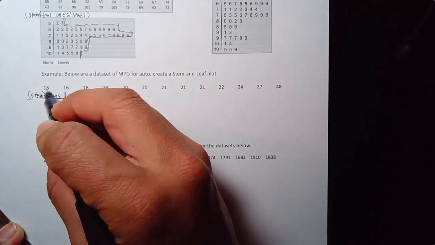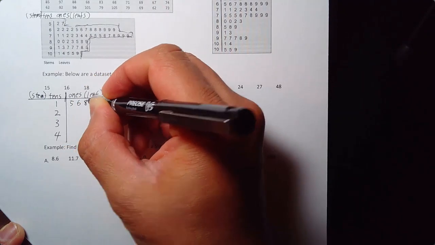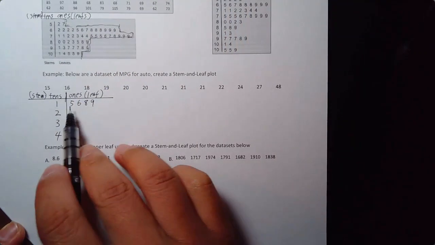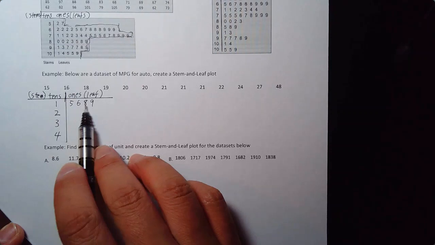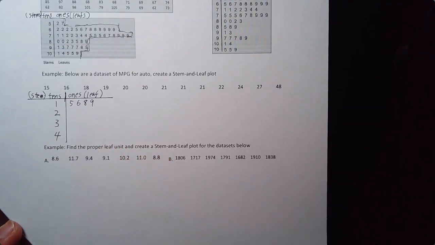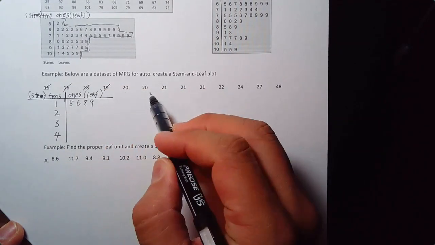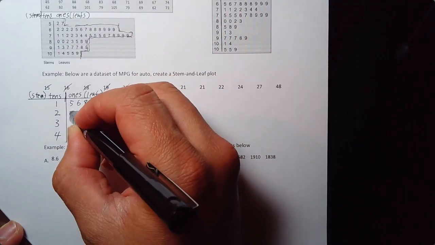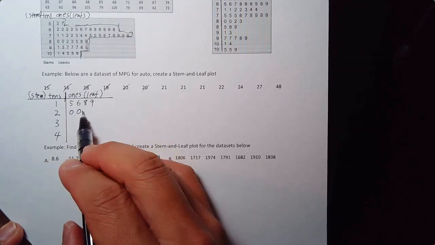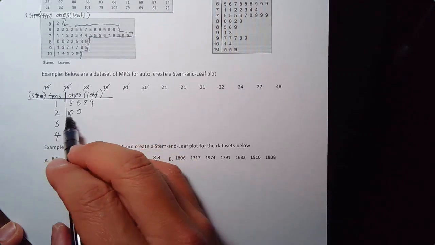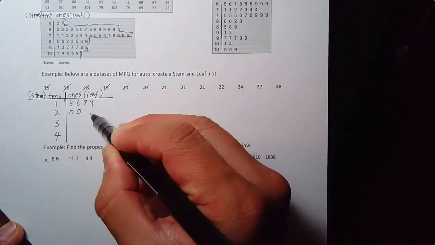Thankfully, this is in ascending order, so I can just read across. Here we go: 15, 16, 18, 19. So 5, 6, 8, and 9. Right away you can see that if I look at this table, there are 4 numbers, and I know exactly what numbers they are. Now 20, and just get in the habit of crossing them out. I have 2 20s, so I'm going to put 0 and 0. Spacing matters because you want each column or row here to extend out as many numbers as there are.